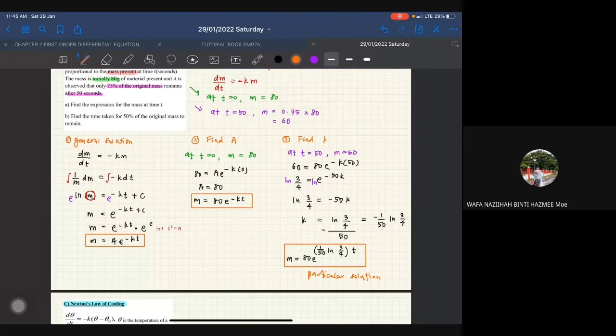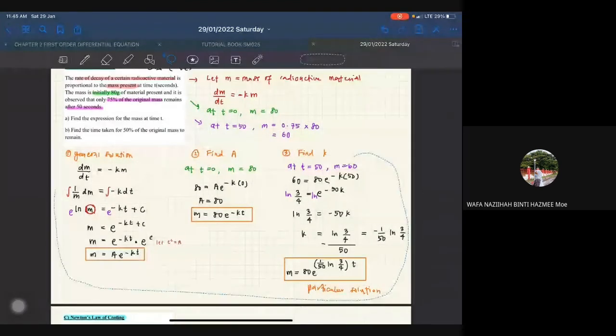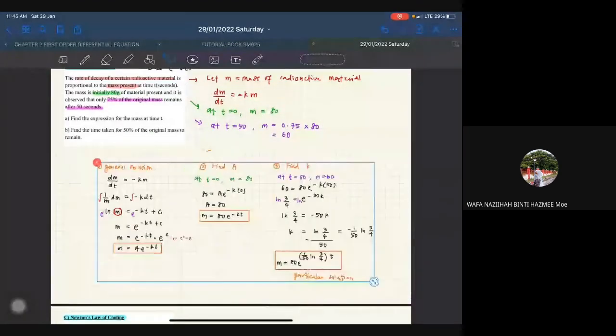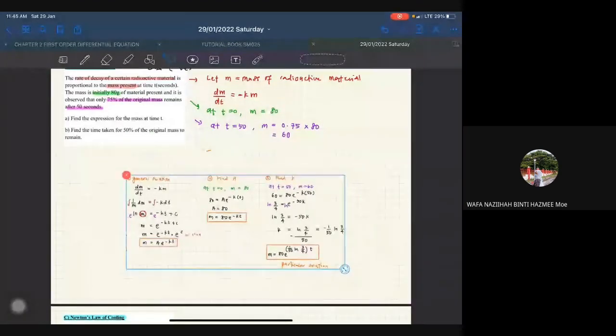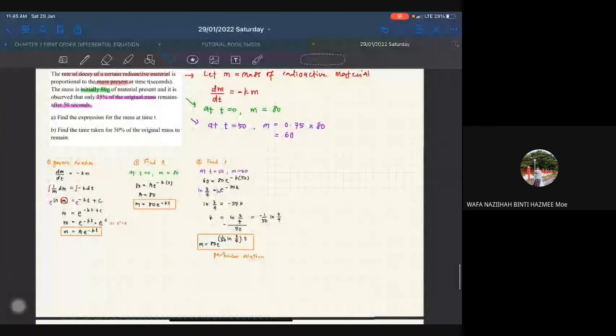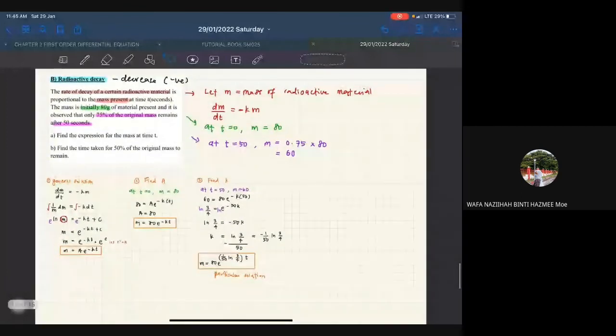Settle. Okay, so saya kecilkan sikit. Let me make this one small. Resize. So, dan kat situ dia cakap find the expression for the mass at time t. Okay, so bahagian A dah set.